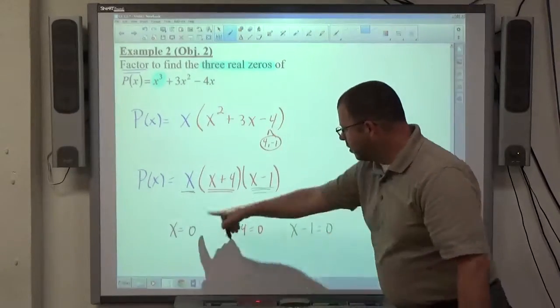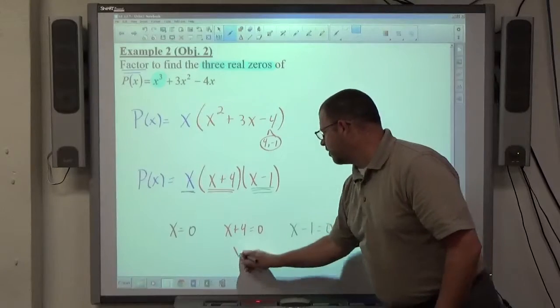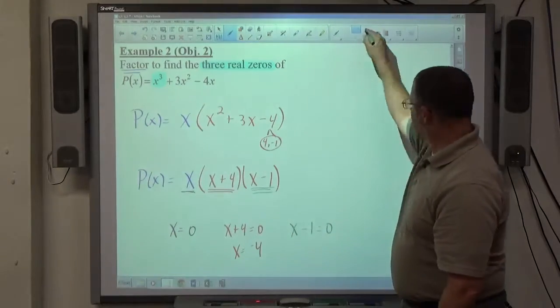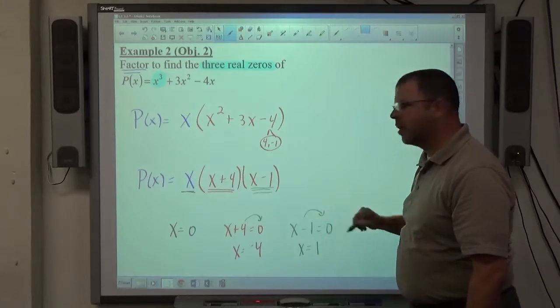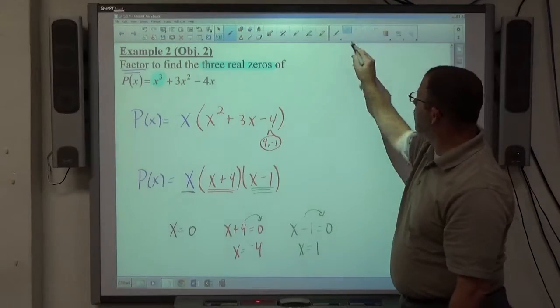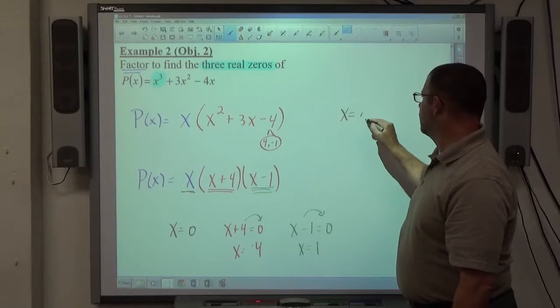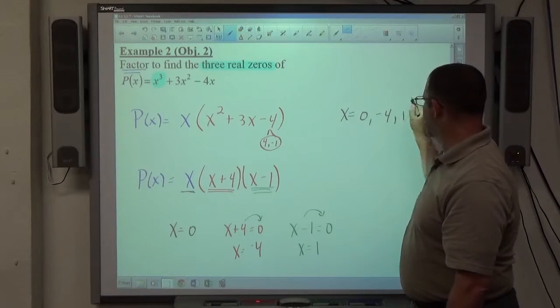All right, so x equals 0 is already done. This gets me x equals negative 4. The green one gets me x equals positive 1. In each case, just moving the number across the equal sign, changing the sign. So my three real zeros of this polynomial function are x equals 0, negative 4, and positive 1.